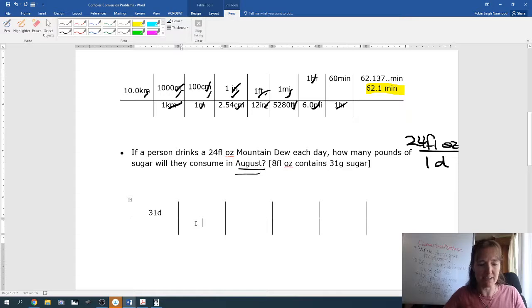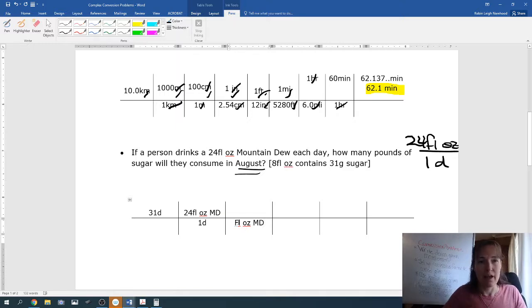Okay, so I want to get rid of days. And as soon as this unit matches something that you're given with the same unit, you want to use your given measurement. And so in 1 day, this person consumes 24 fluid ounces of Mountain Dew. And so that converts from time into Mountain Dew. But fluid ounces is not what we want. And so we want to get rid of fluid ounces of Mountain Dew.